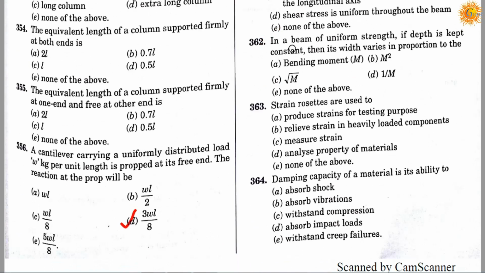362. In a beam of uniform strength, if depth is kept constant, then its width varies in proportion to: option A, bending moment M; option B, M square; option C, square root of M; option D, 1 upon M; option E, none of the above. The correct answer is A, it will be bending moment M.